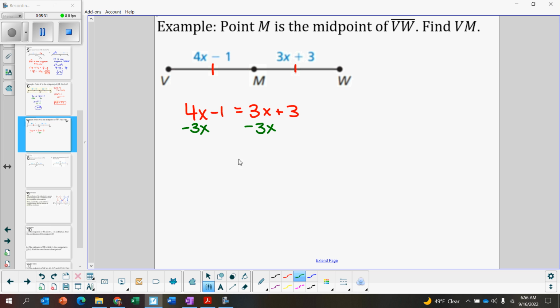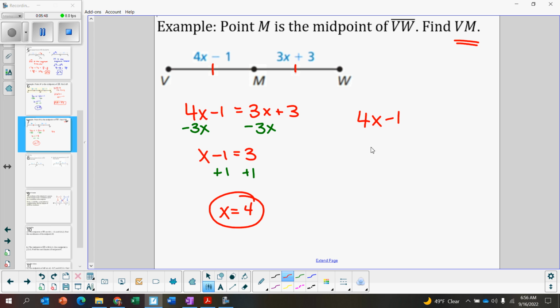All right, take away 3x first. We'll add the 1. So x is 4. And now I'm putting it in just for VM. So just the 4x minus 1. So we get VM equals 15.